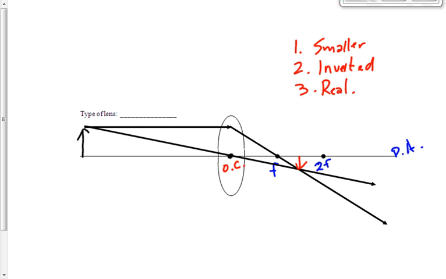Now, if you think back to mirrors, every time we had a curved mirror and produced a real image, it was produced on the same side of the mirror as the object was. Now, every time we get a real image, it's going to be produced on the opposite side as the object. It's because the light goes through the lens instead of bouncing off the lens. Smaller, inverted, and real. Let's take a look at the next one.